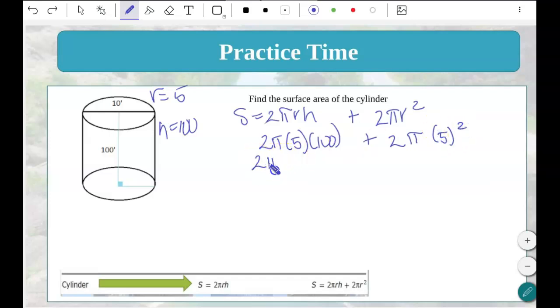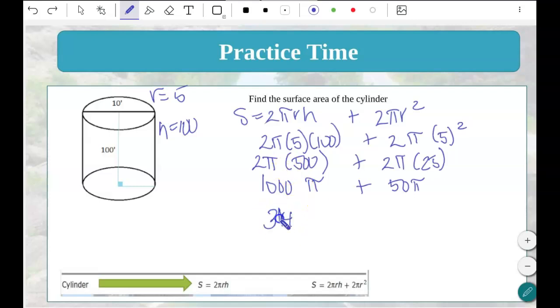All right, so we're going to simplify. 5 times 100 is 500. And on the other part of it, 5 squared is 25. And we're going to multiply 500 times 2, it's 1,000 pi, plus 2 times 25 is 50 pi. And we're going to use that calculator, 1,000 pi, it's like 3,000 something, right? Yeah, 3,141.6. I'm just going to round it.